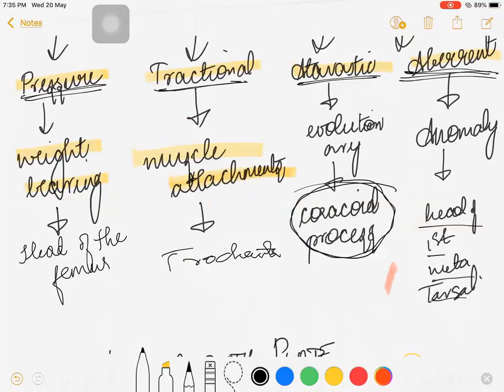Why is this important to know? Because when you're looking at an X-ray, you should not confuse it to something else. So you'll have to know that a few percentage of people might have it, okay?